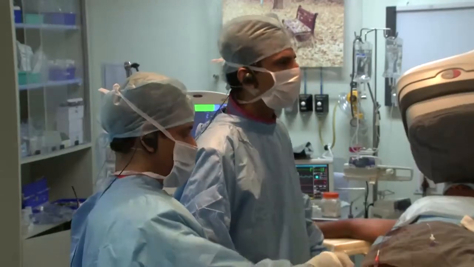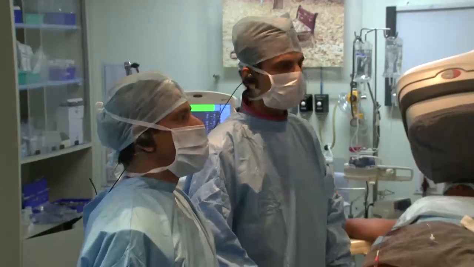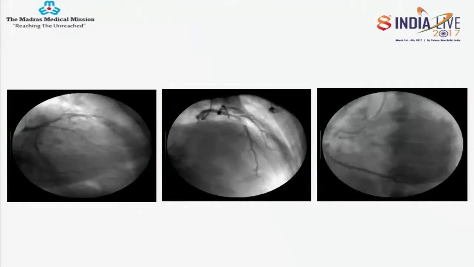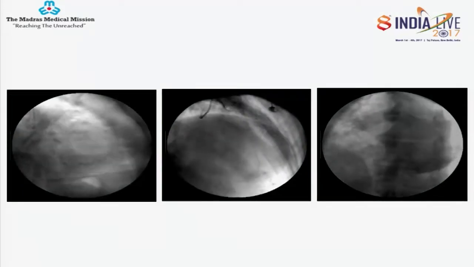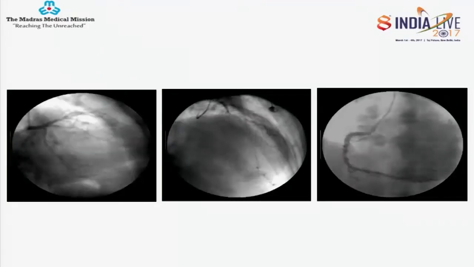Good morning to Madam. You mentioned Dr. Ramkumar will introduce the case. So good morning, I will introduce this patient. He is a 56-year-old male. He had an anteroseptal MI in December 2016. He had post-MI angina, underwent an angiogram in December, which showed an LAD diagonal bifurcation disease, LAD long segment proximal. So these are the angiogram pictures.